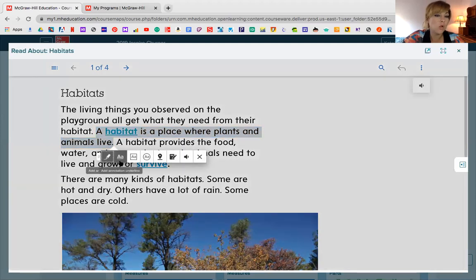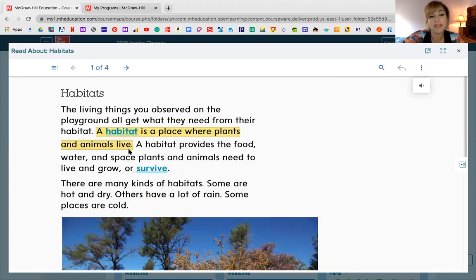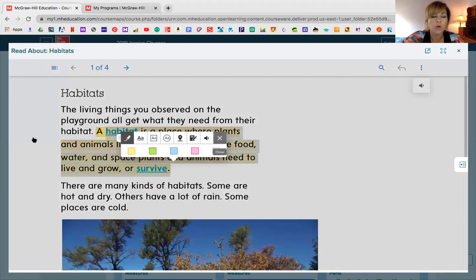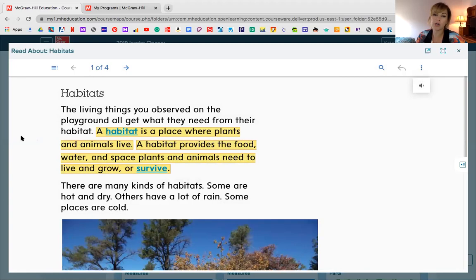If you have a pencil or a highlighter, that is something you might want to highlight. That's important information. A habitat provides the food, water, and space plants and animals need to live and grow, or to survive. I'm going to highlight that too. That's a really good one. So a habitat provides the food, water, and a place for both plants and animals to live, so that they can successfully live and grow and ultimately survive, right?